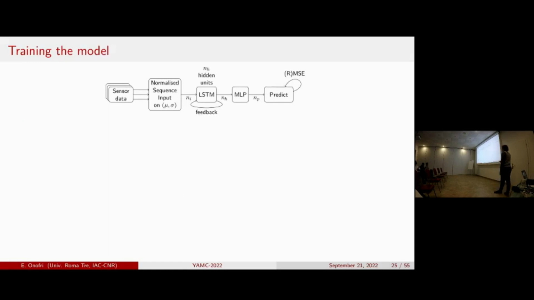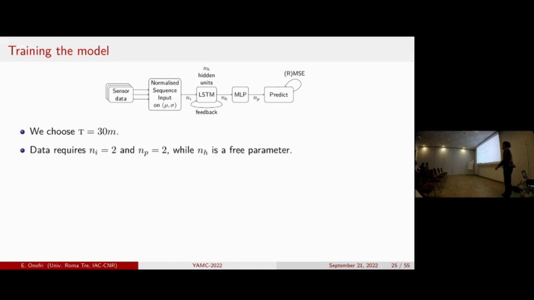So this is again our model I've reported. We chose a time window of 30 minutes, because usually in our model we predict up to 30 minutes after. The input requires 2 elements, the 2 fluxes. The prediction has 2 elements, the flux of the 2 classes, and NH is a free parameter.